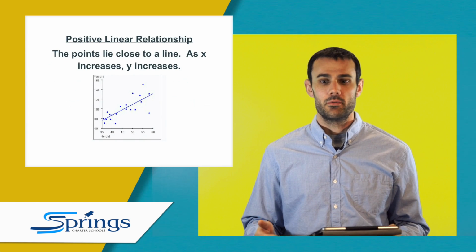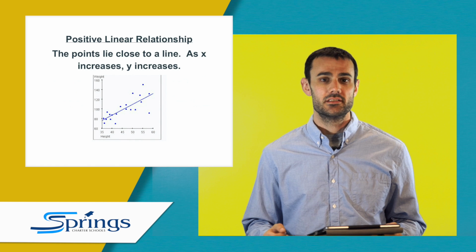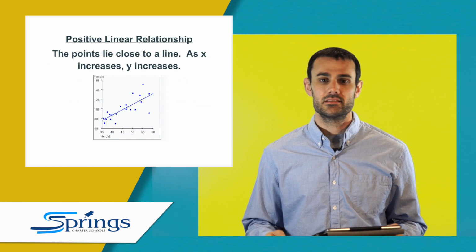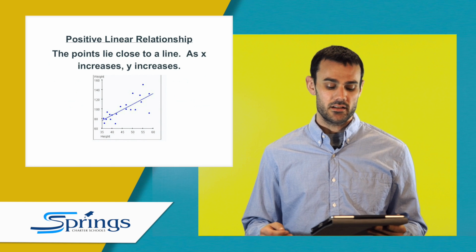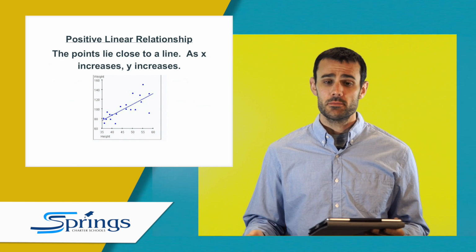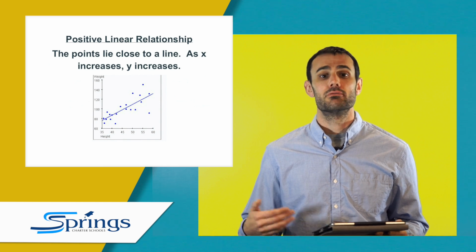The first type of trend that we want to see on a scatter plot is one that, in a business situation, all businesses want to see. This is called a positive linear relationship. The points lie close to a line. As x increases, your y value also increases. In terms of looking at a business, this means that you're being profitable for the year.